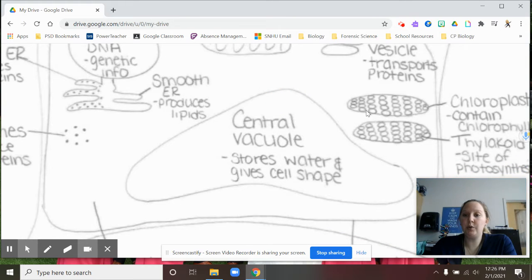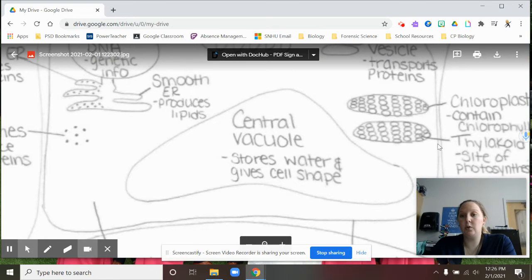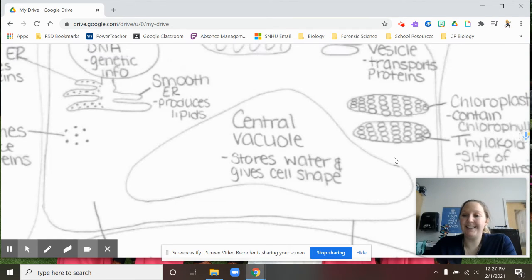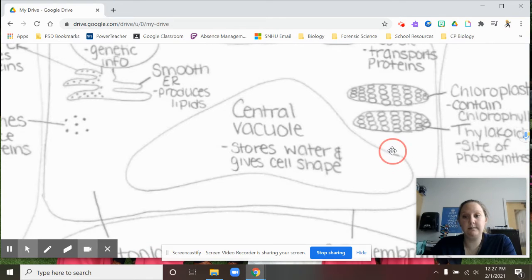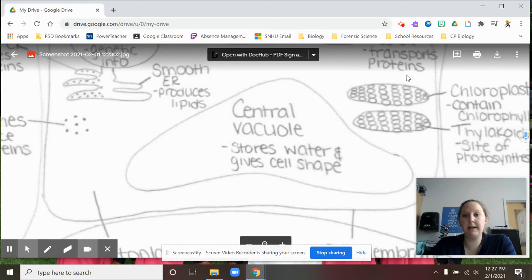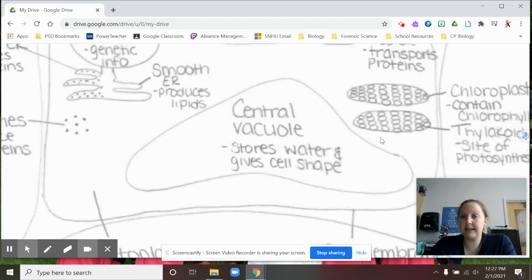Now we have two new organelles that are totally unique to just plant cells. These whole organelles themselves are the chloroplasts. Chloroplasts contain chlorophyll, and this is the pigment that gives leaves a green color. Inside the chloroplast are these stacks here, your thylakoids. The thylakoid is the site of photosynthesis, and it's where photosynthesis will take place.